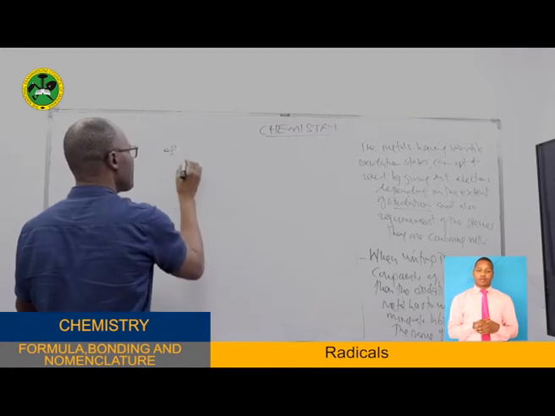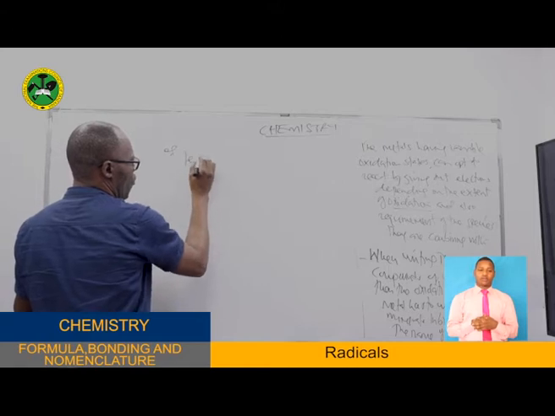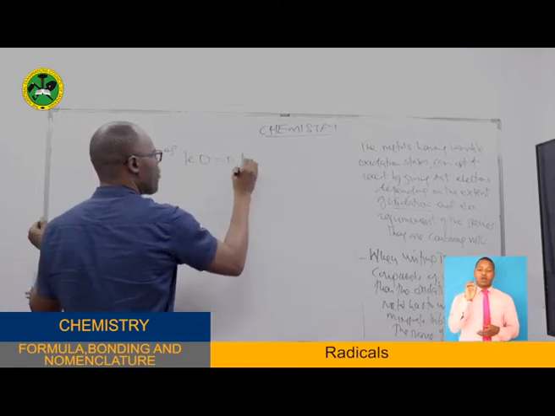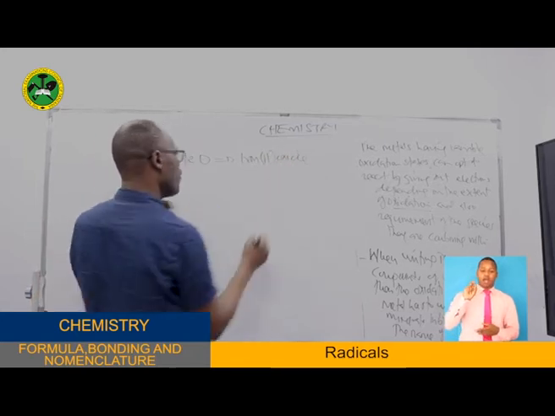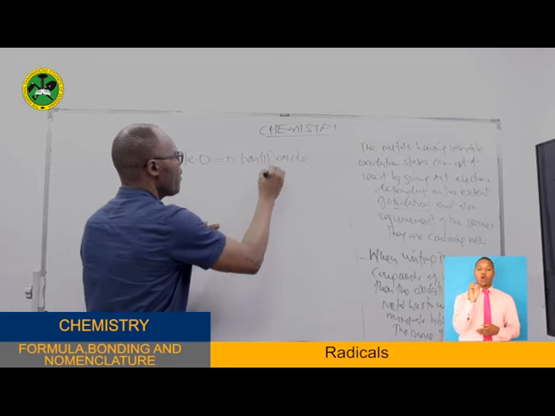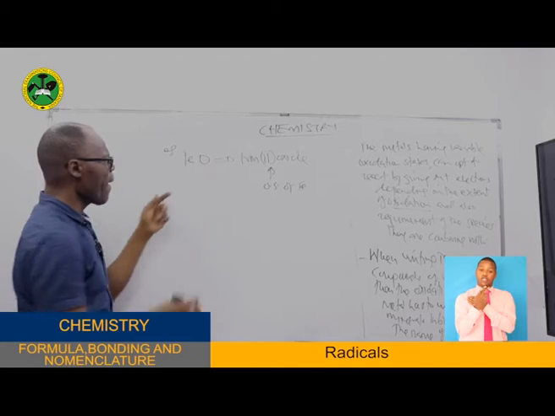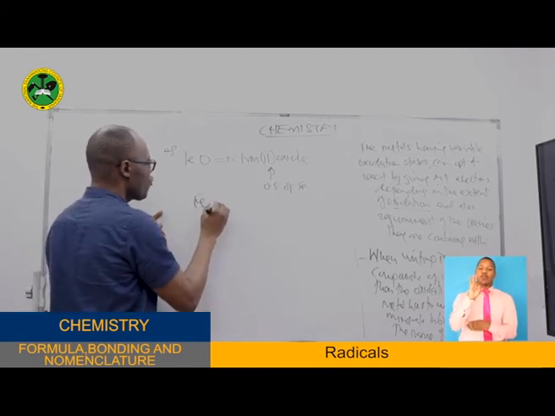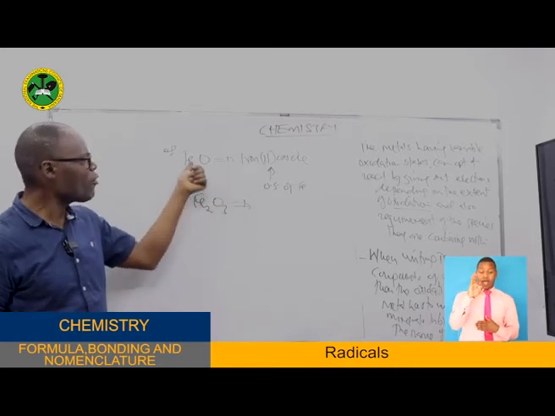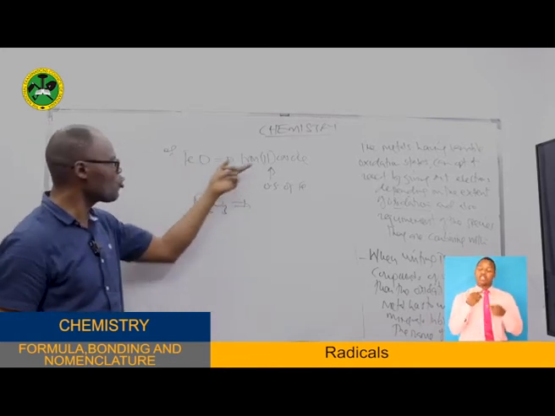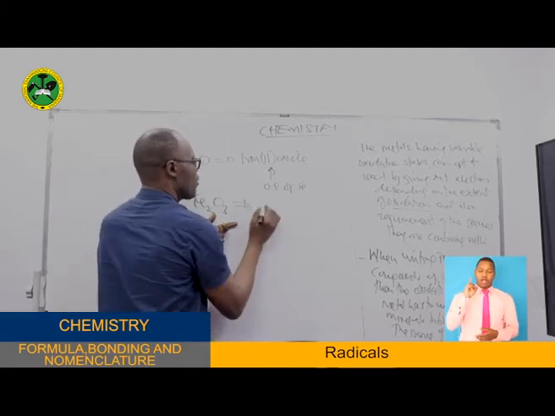For example, we can have this one here. FeO is iron(II) oxide, in which case this 2 here is the oxidation state of this ion in this situation. But this one here, Fe2O3, is different from this one because this ion is not the same as this ion. This is iron(II) and this one is iron(III). So this is iron(III) oxide.